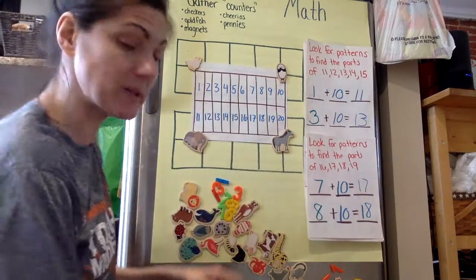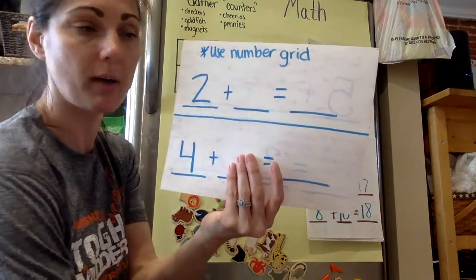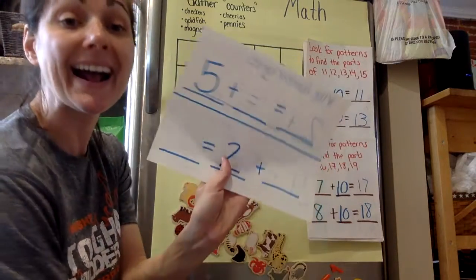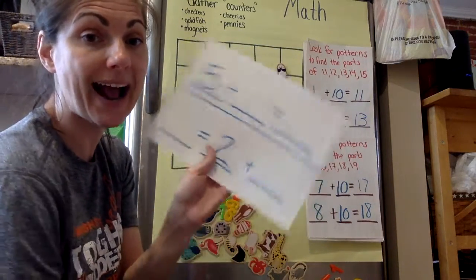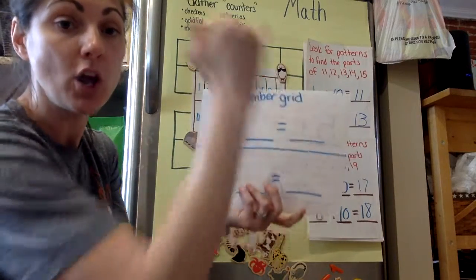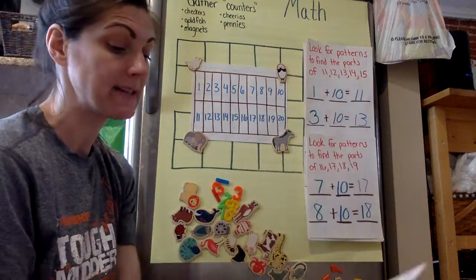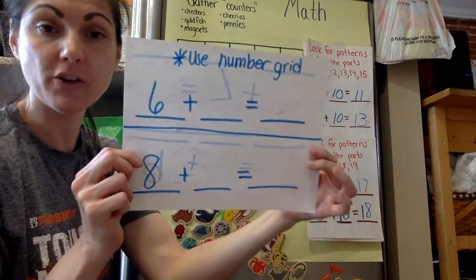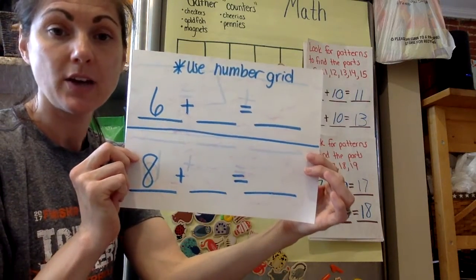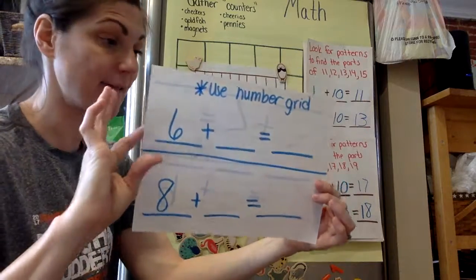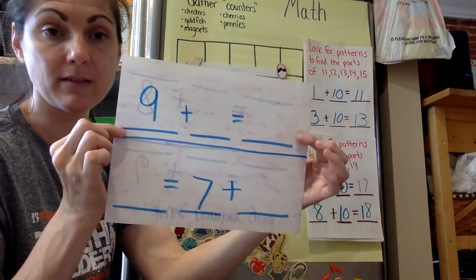So I want you to use this number grid to complete these activities. You're adding 10 every time, okay? So I give you a starting number. You are always adding 10, adding 10, adding 10, all right? Same with the other sheet, okay? Use your number grid. You are adding 10 every time, always adding 10.